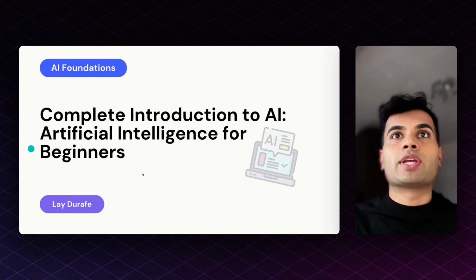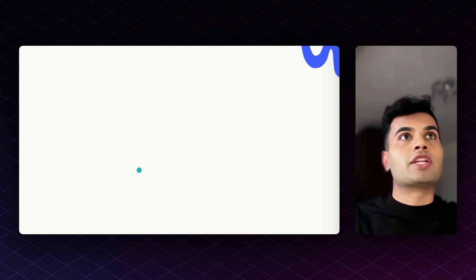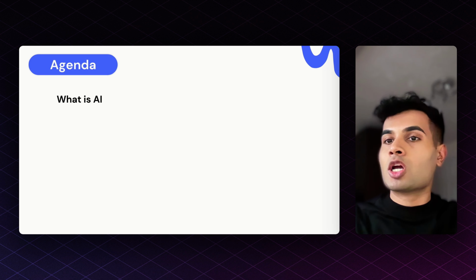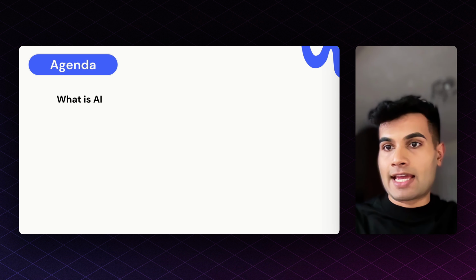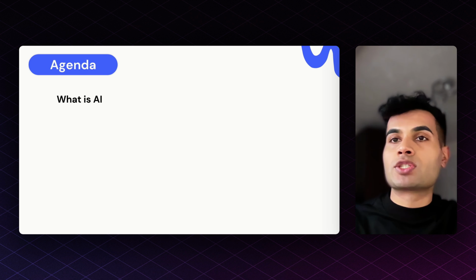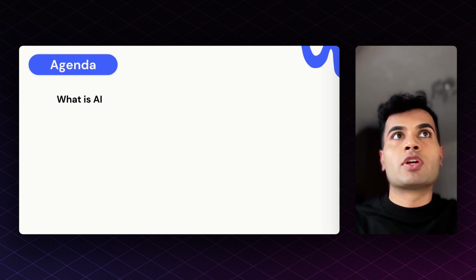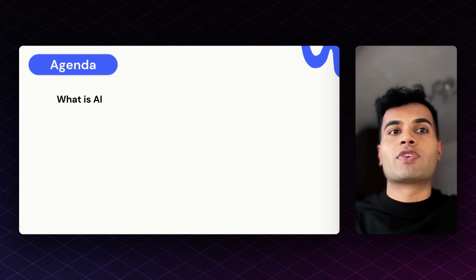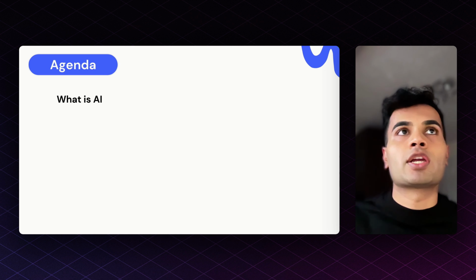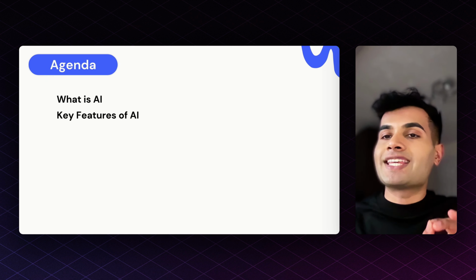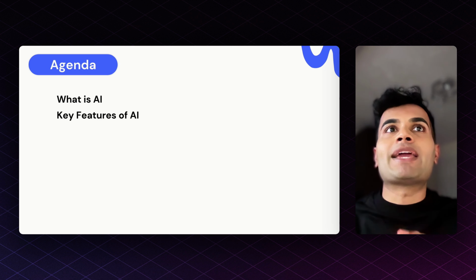So we have the agenda for today. First and foremost, we're going to break down what exactly is AI, and once again, using non-technical jargon. My aim is to simplify these concepts for you, to start thinking and build up the knowledge of what AI is, and then move forward. So firstly, what is AI? Then the key features of AI, exactly what makes it AI.